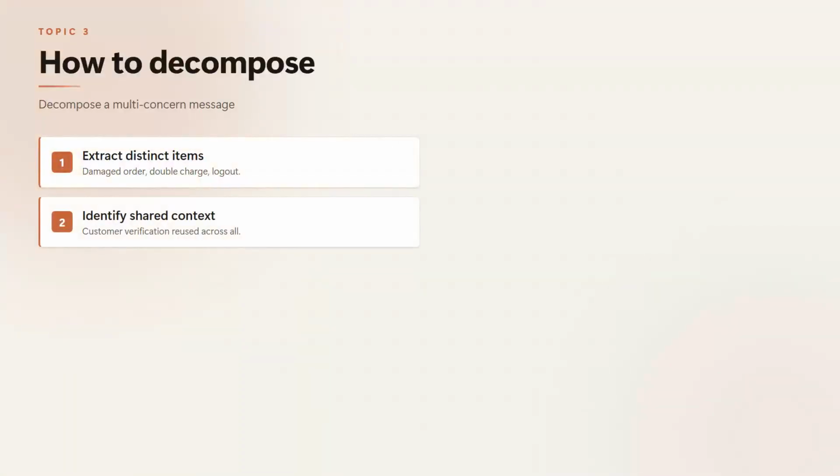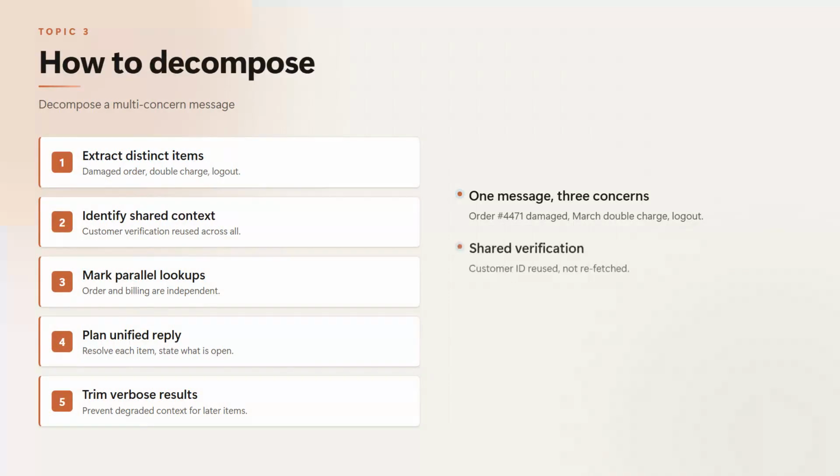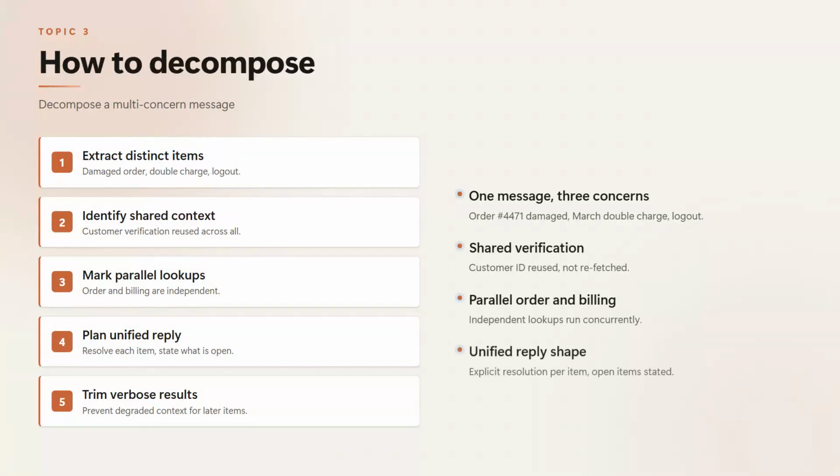Take the message: my order number 4471 arrived broken, I was double charged in March, and I want to know why my account keeps logging me out. You extract 3 distinct items: damaged order, double charge, and logout. Customer verification runs once and is reused as shared context across all 3. The order lookup and the billing lookup are independent, so they can run in parallel.